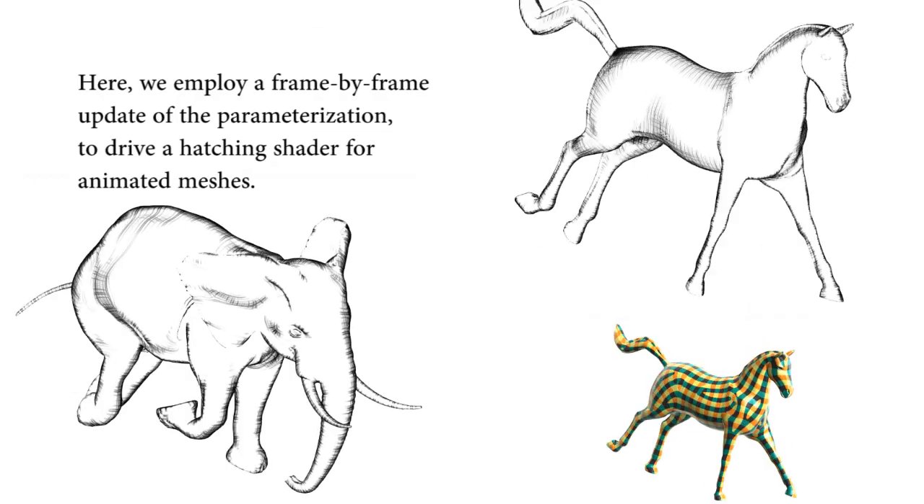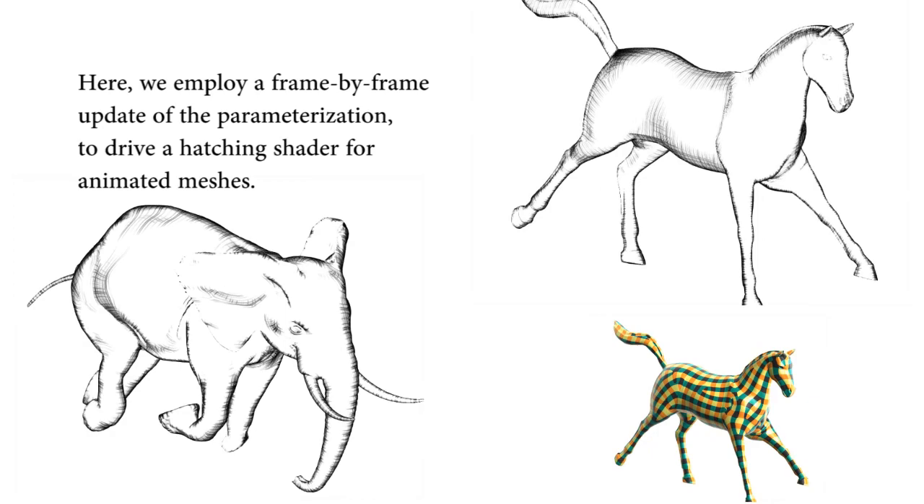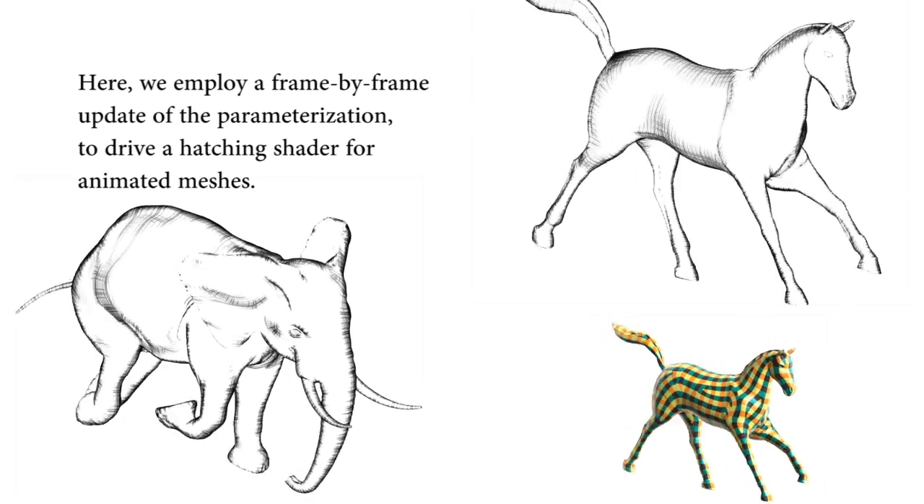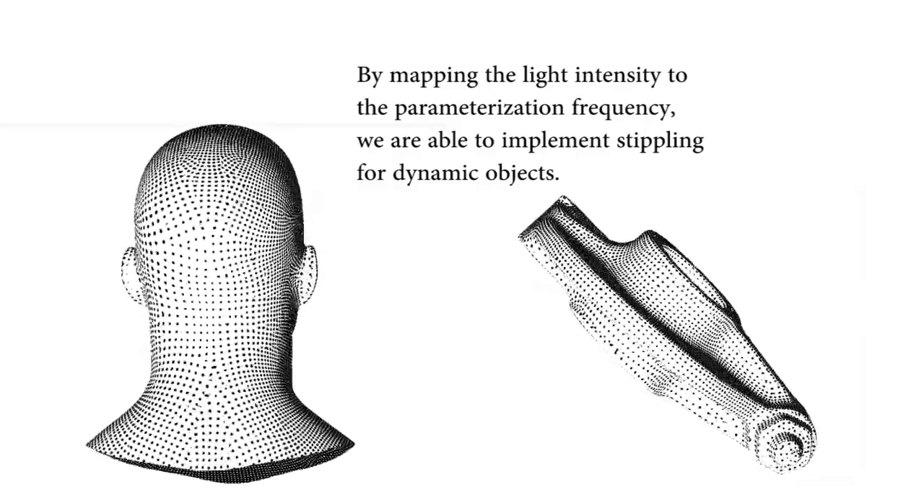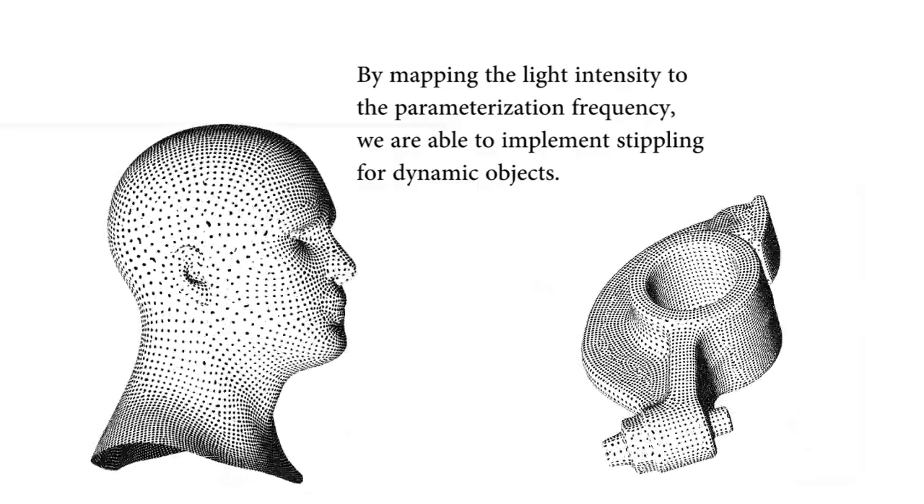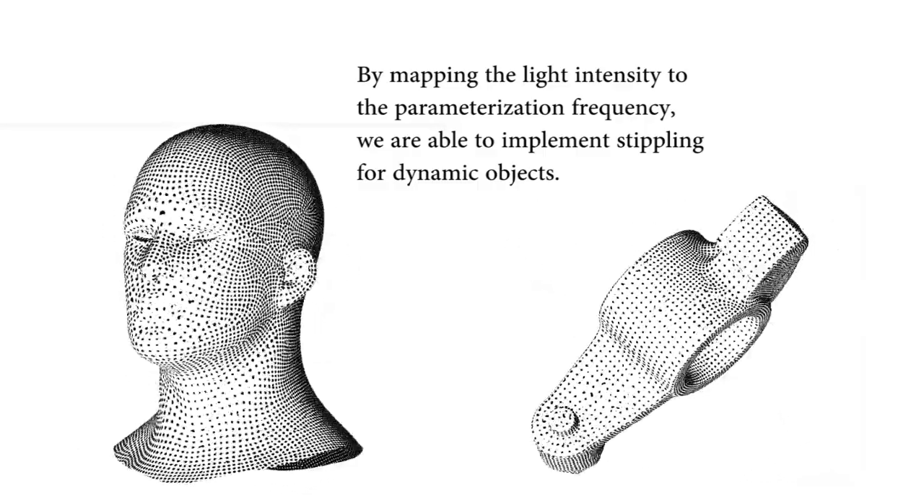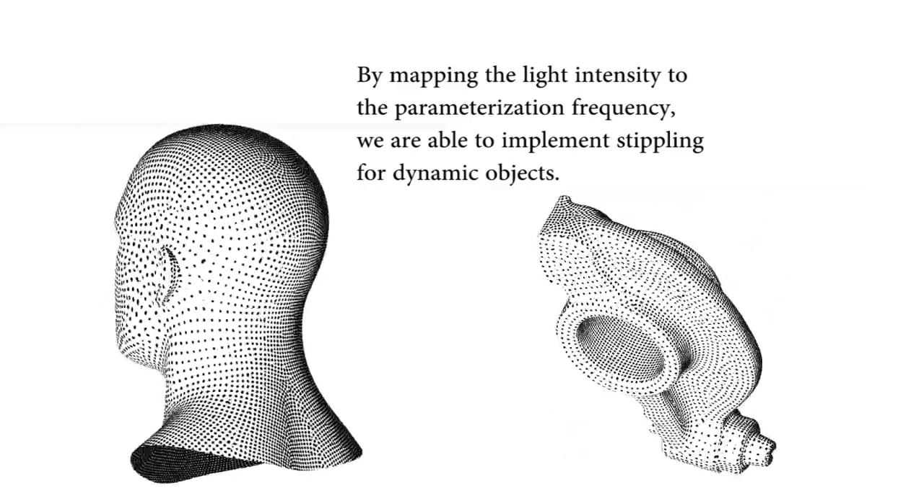Here, we employ a frame-by-frame update of the parametrization to drive a hatching shader for animated meshes. By mapping the light intensity to the parametrization frequency, we are able to implement stippling for dynamic objects.